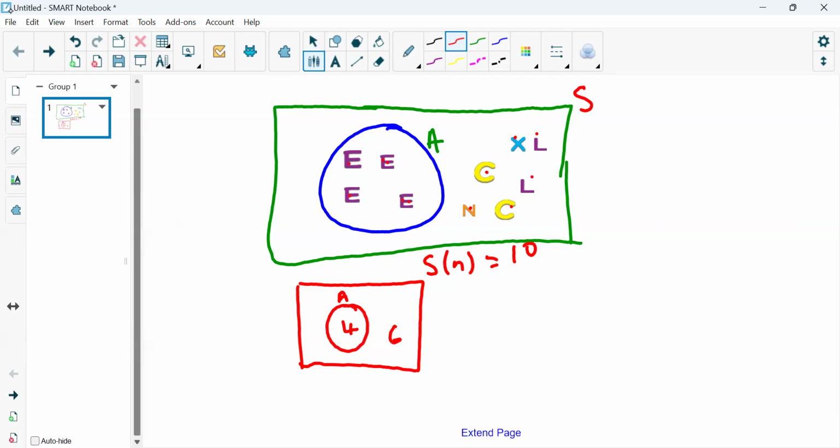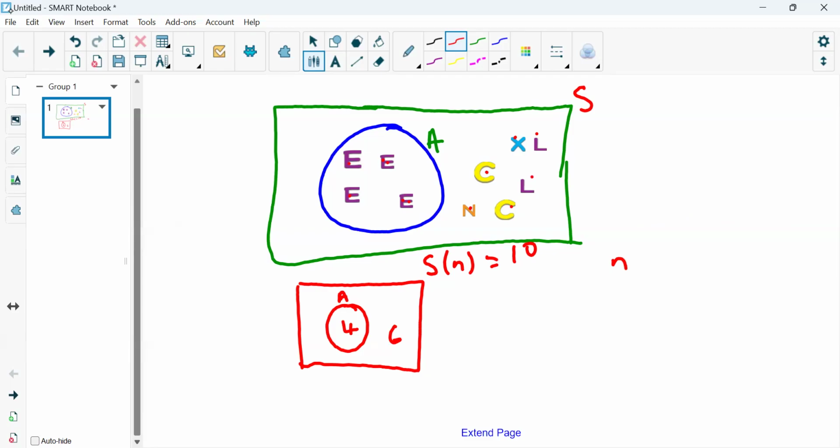What about the S of the coin? The S, yes, I said S. You can put it here on top. S is the number of the sample space. When we say N, N is the number of something. So the sample space number is 10. There are 10 letters.